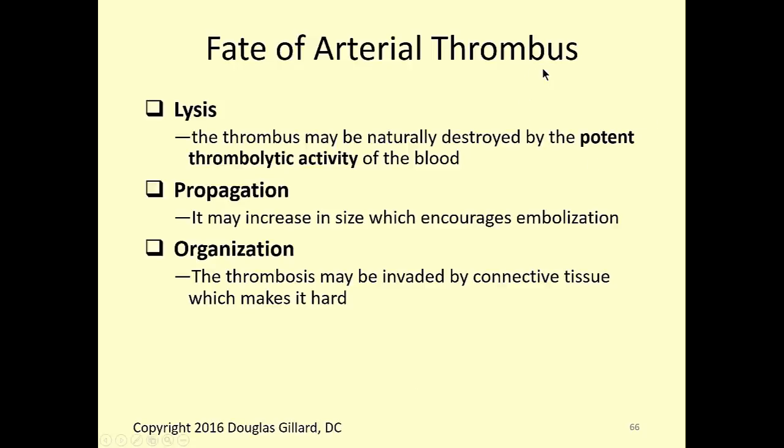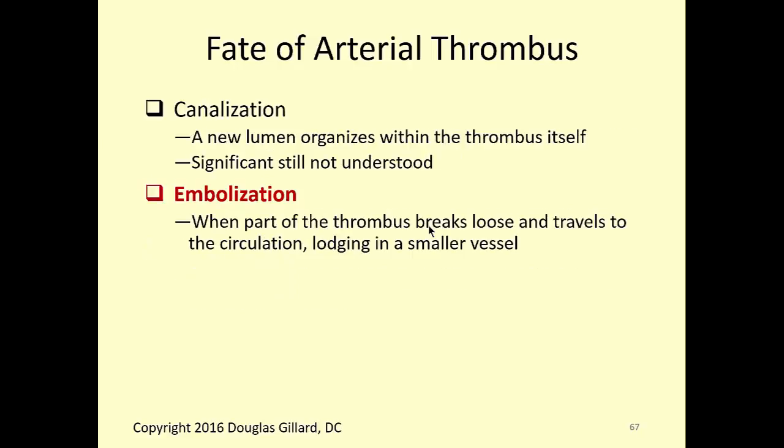The fate of arterial thrombosis. This is interesting. So if you get one, it's not the end of the world. Sometimes these thrombi can be destroyed by the body's natural thrombolytic system, so the body can gobble these up naturally. But they typically tend to propagate, so they may get bigger in size, and the bigger they get, the more likely they are to embolize. And they can organize, so they can be invaded by connective tissue, which makes them very hard. And they can canalize. With canalization, a new lumen can actually bore through that hard tissue. We still don't understand the mechanism of that, but it can help blood flow. So it's another way the body can try to repair these things.